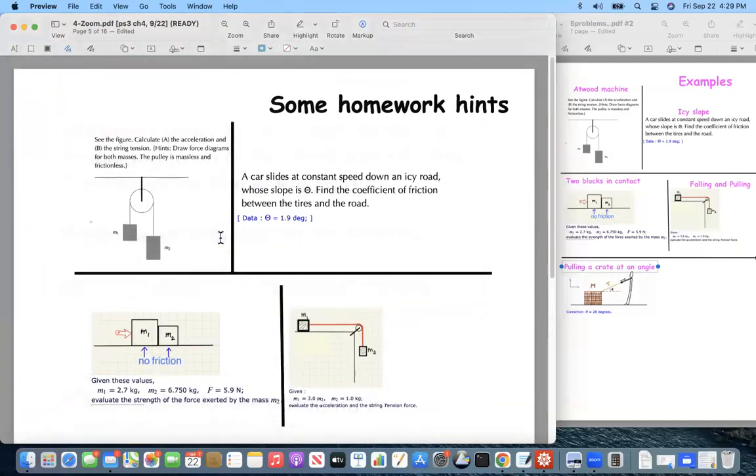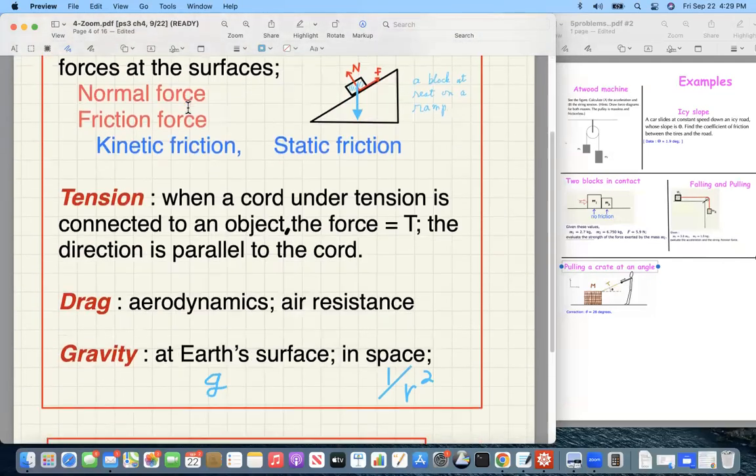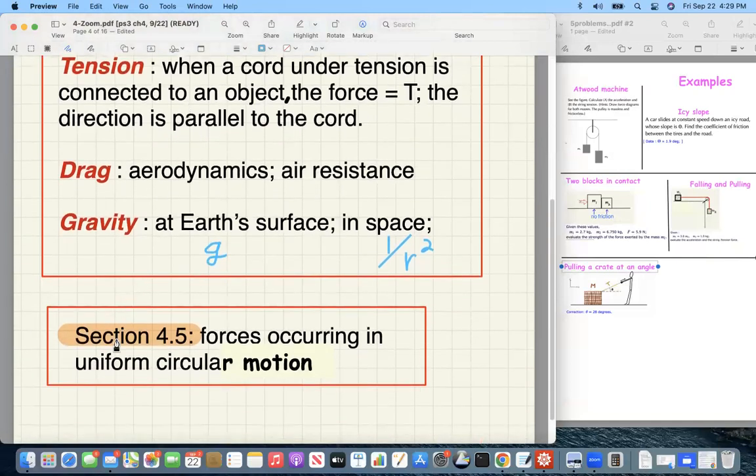And then finally, read section 5 about the forces that occur in uniform circular motion. If an object is moving in a circle, it has an acceleration, even if its speed is constant. Speed could be increasing, but it doesn't have to be. Think of a race car going around a circular track at a constant 60 miles an hour. It has a constant speed, but it has a changing velocity because the velocity is always tangent to the racetrack. So it's changing as it moves around the racetrack. Well, change in velocity is acceleration. So there has to be acceleration.